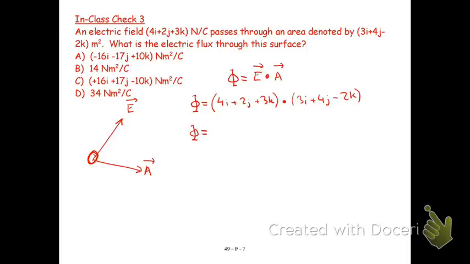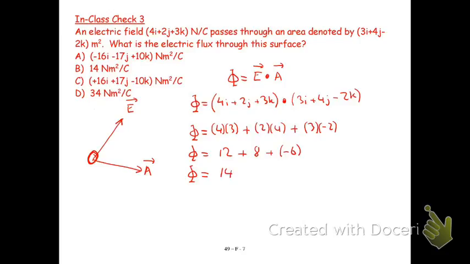My flux is equal to, how do we do a dot product? Can you remember? Multiply like. So it's 4 times 3 plus 2 times 4 plus 3 times minus 2. So my flux is equal to 12 plus 8 plus minus 6. So my flux is equal to 20 minus 6, which is 14 newtons per coulomb meter squared.